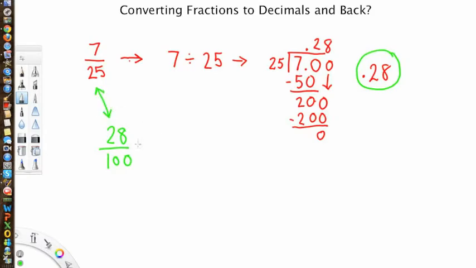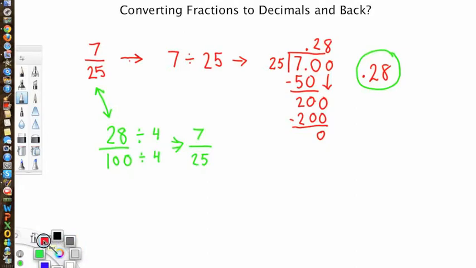Well, when we look at them closely, we can say, hey, 28 hundredths can be reduced. Both 28 and 100 have a common factor, which is 4. And when I factor out a 4 out of 28, what am I left with? 7. And when I factor 4 out of 100, I get 25. And there you have it.